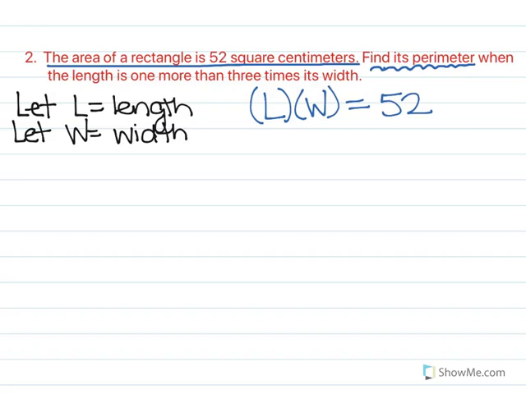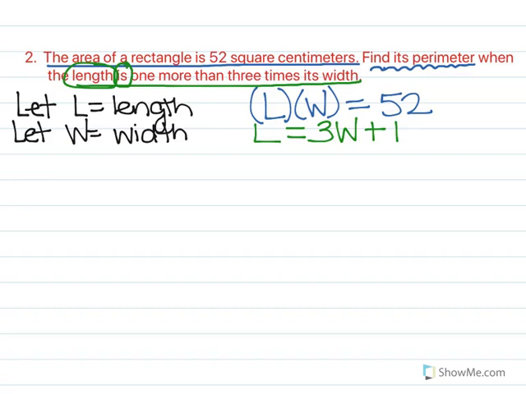Then we have the length is one more than 3 times its width. Remember, the word is vital because is an equal sign. So on the left side of that equal sign is the word length, and we said length is L. On the right side of the equal sign of the is one more than 3 times its width. Well, one more than means to add 1, and 3 times its width means to multiply its width W by 3, and we also have the plus 1.